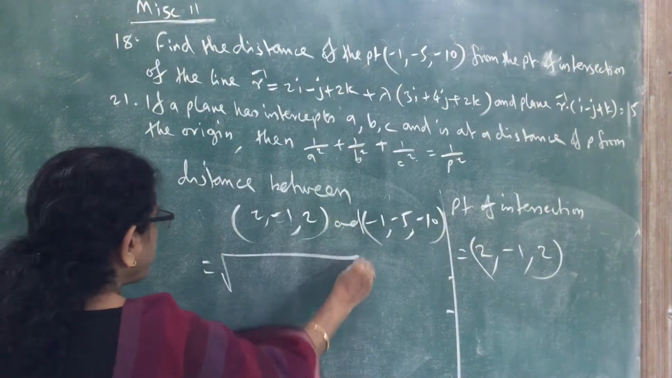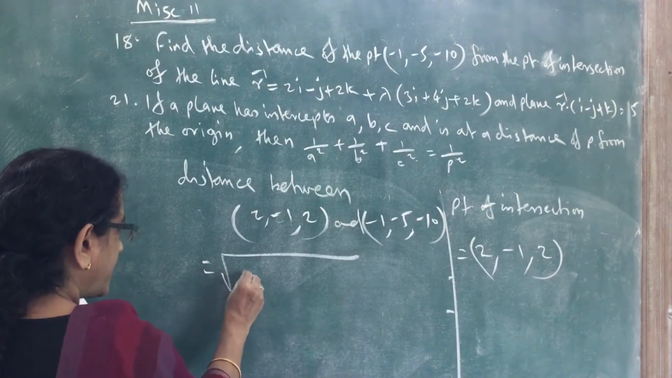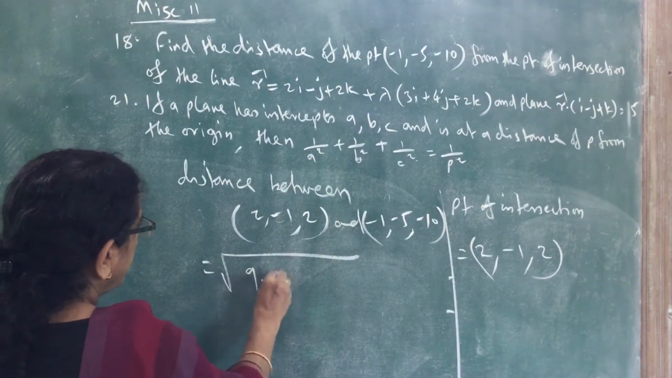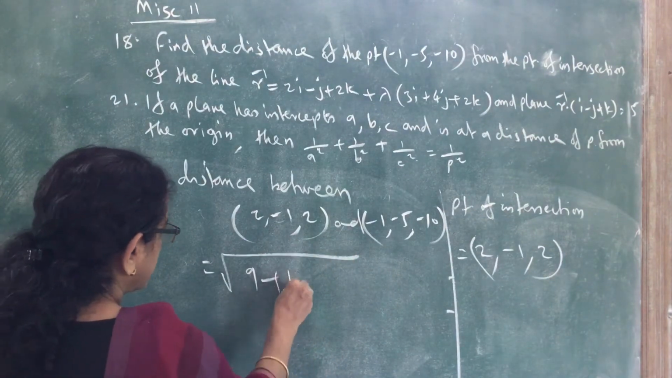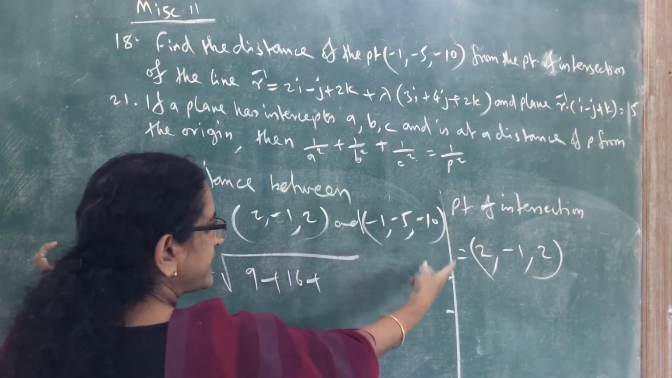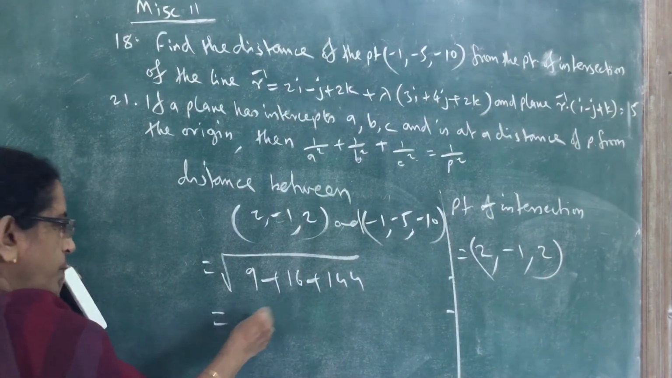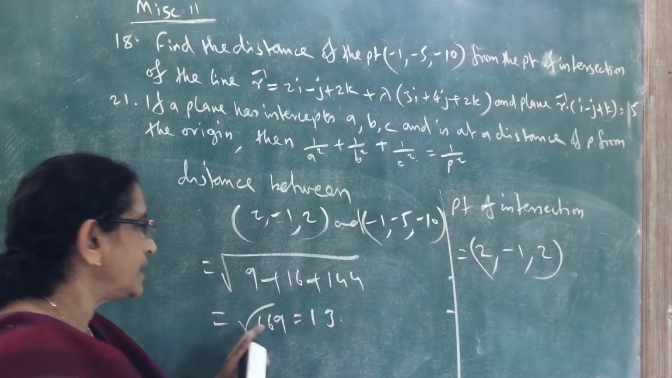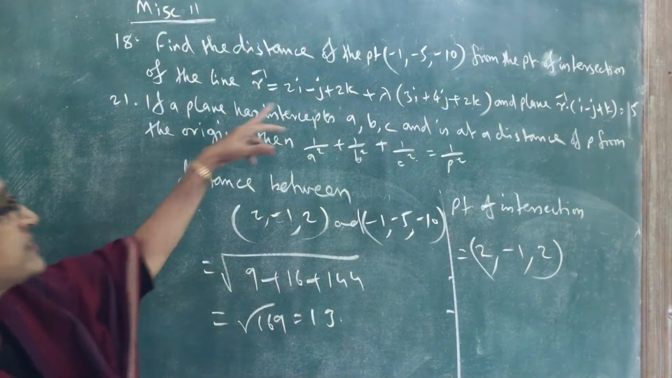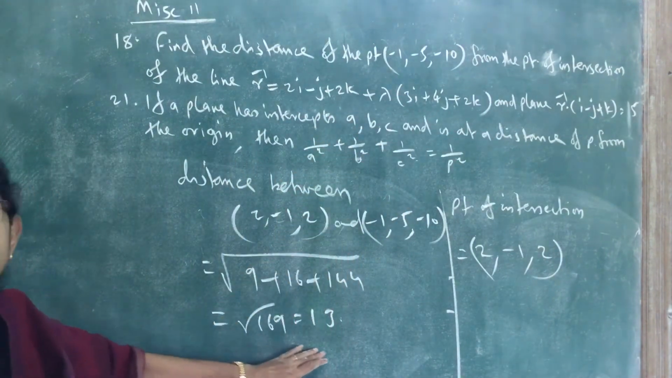So root of (x2 minus x1) whole square: 2 minus minus 1 whole square, that is 3 squared, 9, plus minus 1 minus minus 5, that is 4, 4 squared, 16, plus 2 minus minus 10, that is 12 squared, 144. That is equal to root of 169, that is equal to 13. So the distance between this point and the point of intersection of the line and plane is equal to 13 units.